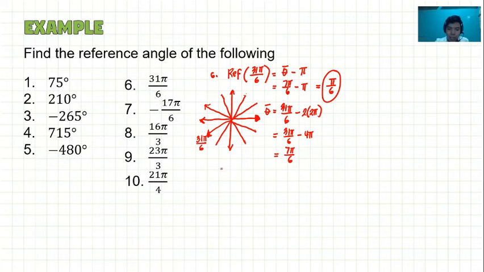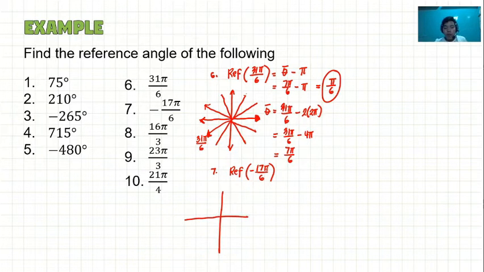Now for number 7, we need to know the reference angle of negative 17 pi over 6. Okay? So to locate this angle, we will just apply the same process as before. So in this case, pi over 6. So we need to count 17 pi over 6. And since our angle is negative, our rotation will be clockwise. So negative pi over 6 will be somewhere here.